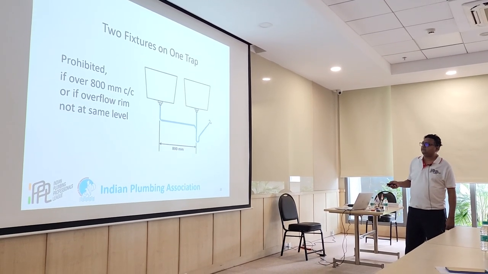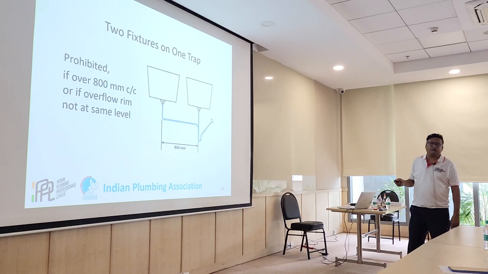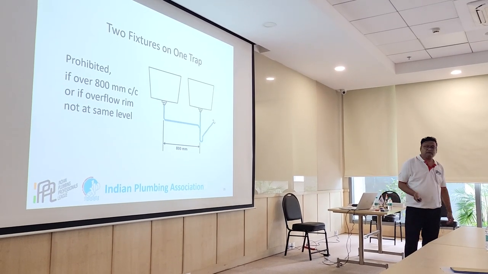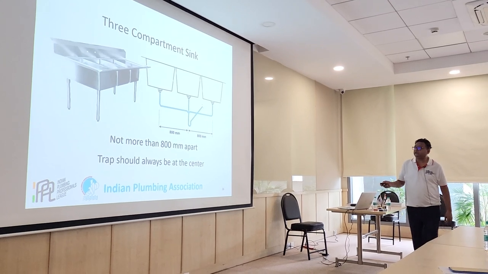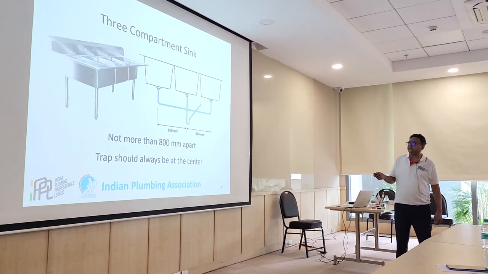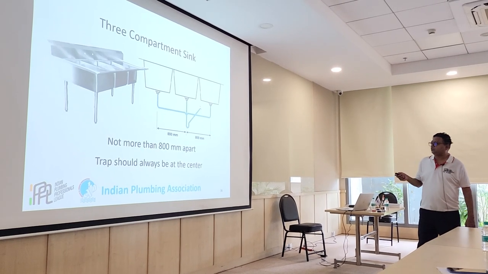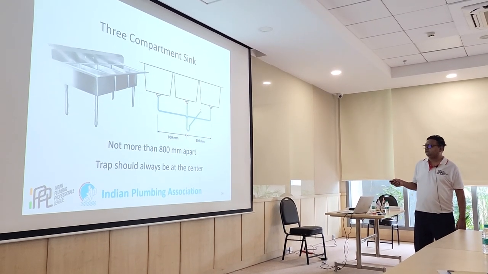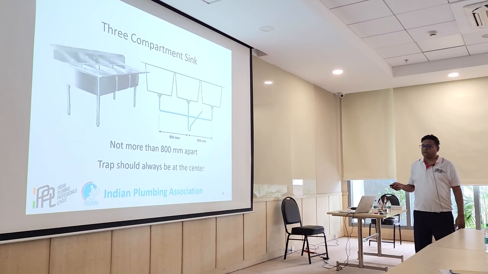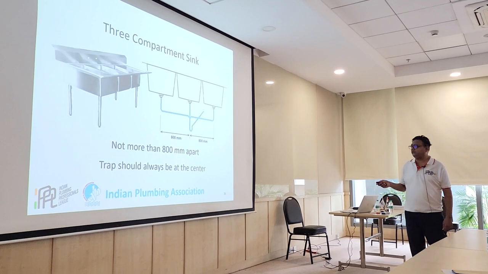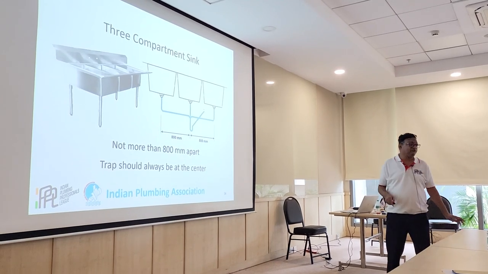800 mm should be the maximum distance between two outlets. Okay, if it is 1000, have a separate connection. You can do it like this also. So if there are two sinks, in commercial sinks you can see this type of fixtures. So two sinks, you can connect it and then you can provide a trap, provided the distance between two sinks should not increase more than 800 mm each.